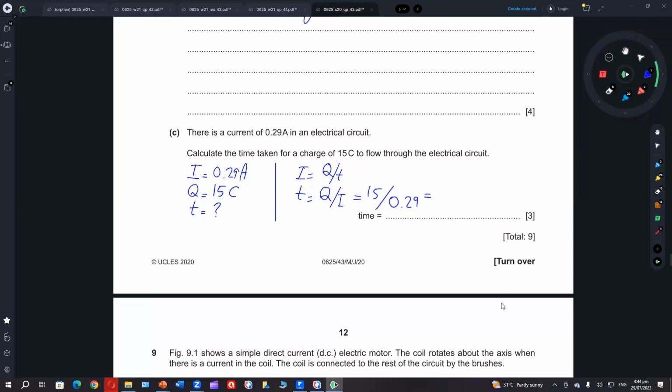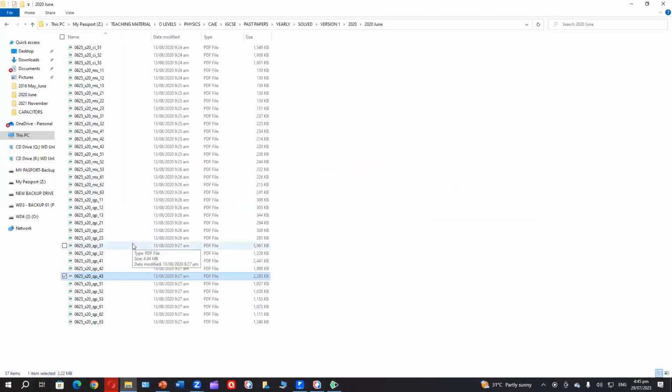Now, have you solved it? Did you solve it? Yes, sir. It is 51.72 seconds. 51.72 seconds. Okay, can you check for the next question?